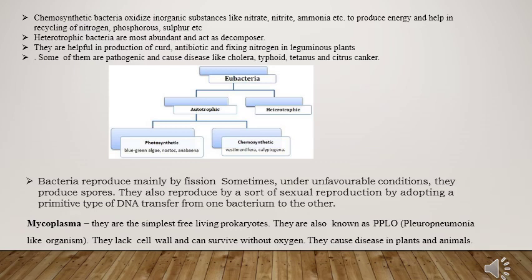One of the most important examples of this type of bacteria, or you can say eubacteria, is mycoplasma. It is the simplest, the smallest cell of the world. In earlier classes, you have studied that the smallest cell is PPLO, pleuropneumonia-like organism. It is also known as mycoplasma. So these are the bacteria that lack cell wall and can survive without oxygen, and you can say these are the bacteria that can cause disease in plants as well as animals.